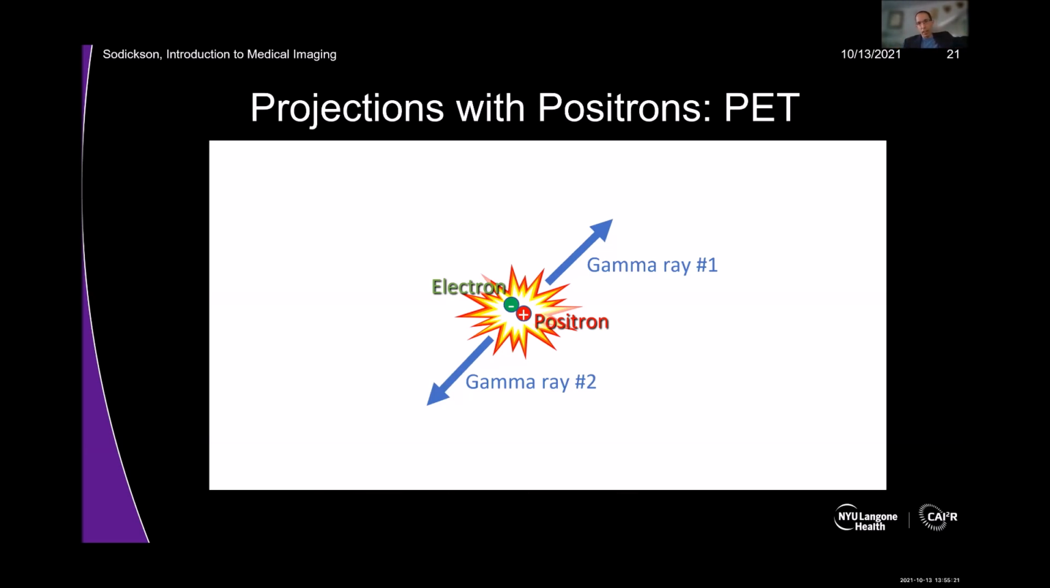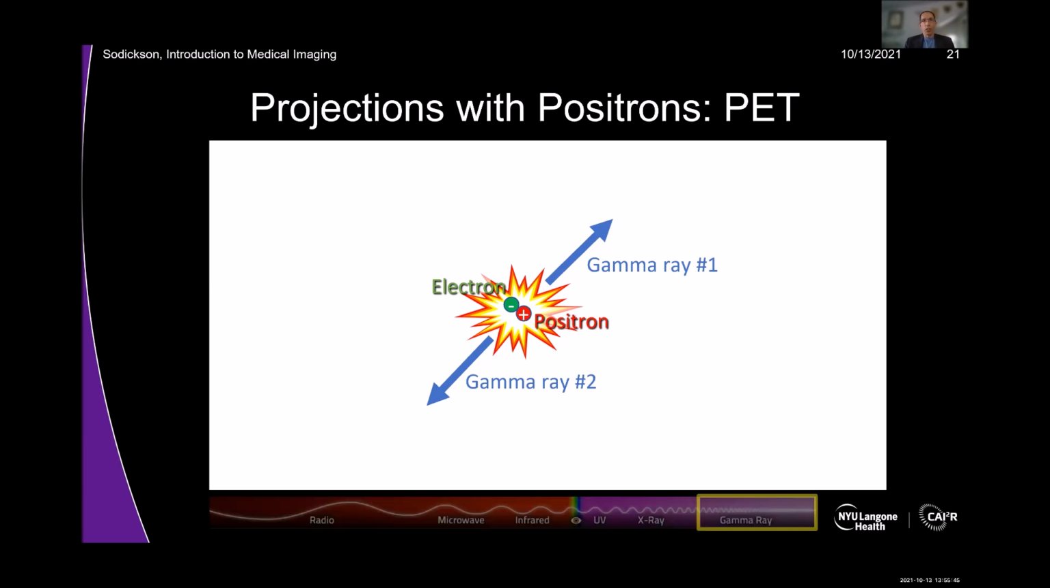So instead of sending X-rays through a body, you actually inject radio tracers into the body, which accumulate, and then these radio tracers decay, emitting positrons. Those positrons encounter, very quickly, electrons in the body, and annihilate, creating oppositely directed gamma rays, which aren't really as much attenuated as X-rays, but they blast out in either direction.